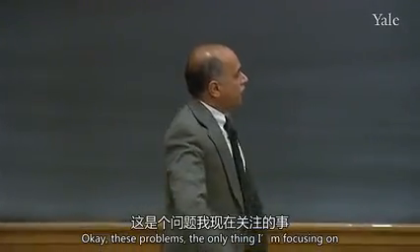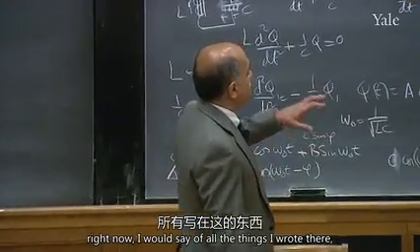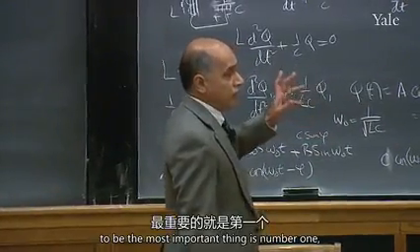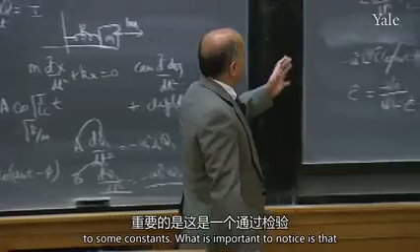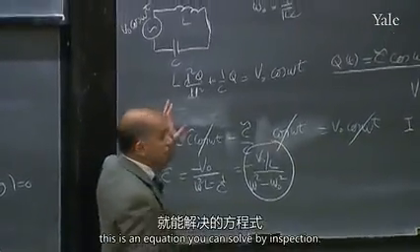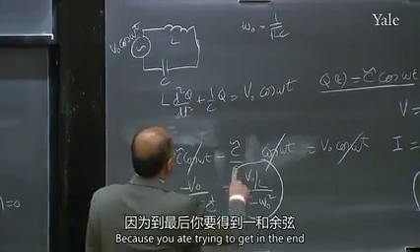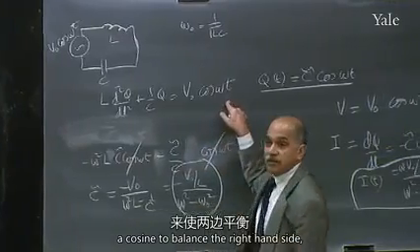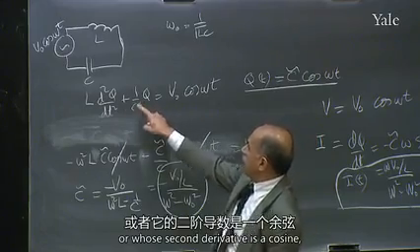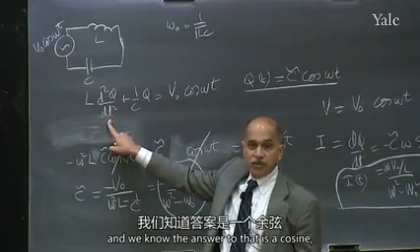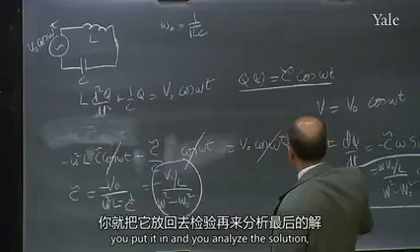Okay, these problems, the only thing I'm focusing on right now, of all the things I wrote there, to me the most important thing is number one, this is what I want you to bear in mind. That's why sometimes not paying attention to some constants. What is important to notice is that this is an equation you can solve by inspection. Why was it easy to solve it by inspection? Because you are trying to get, in the end, a cosine to balance the right-hand side. And you're trying to find a function which is itself a cosine or whose second derivative is a cosine. And we know the answer to that is a cosine. So we can guess the answer. Once you guess the answer, you put it in and you analyze the solution.